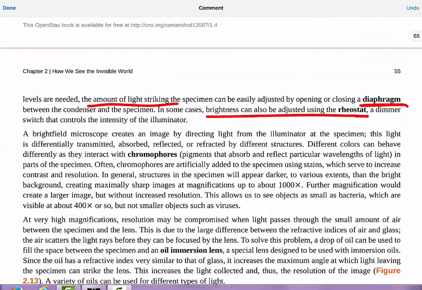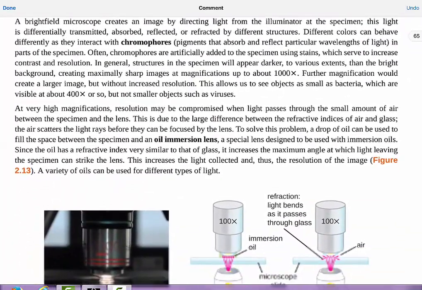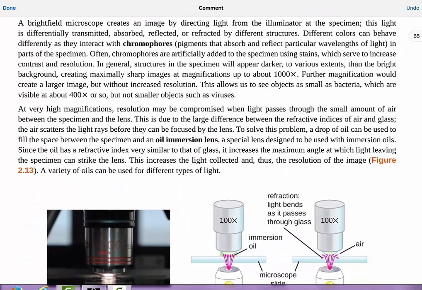A Brightfield microscope creates an image by directing light from the illuminator, so the light bulb at the bottom, at the specimen. This light is differentially transmitted, absorbed, reflected, or refracted by different structures. So based on the specimen itself, one of these things is going to occur.